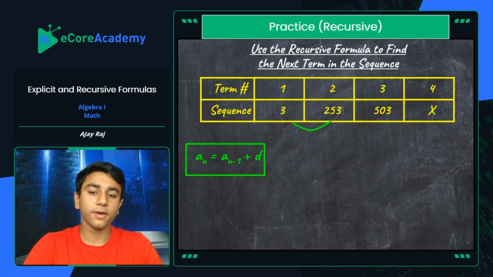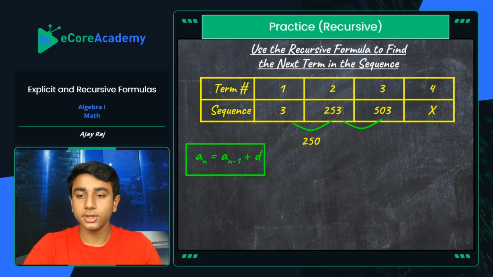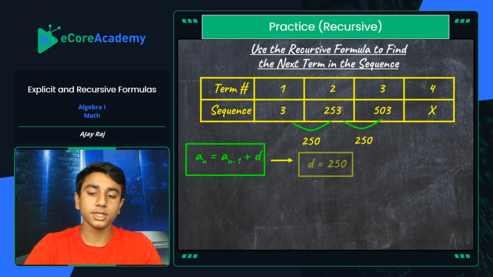So let's identify first what the common difference is. We know that the difference between 3 and 253, the first and second term, is 250. Then the difference between the second and third term is also 250. So we know that our common difference is going to be 250, our d.